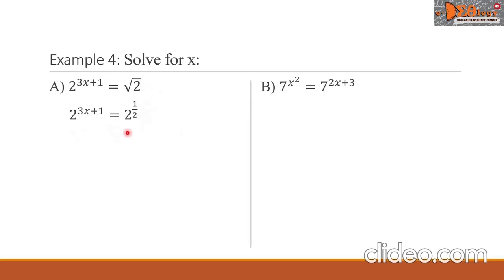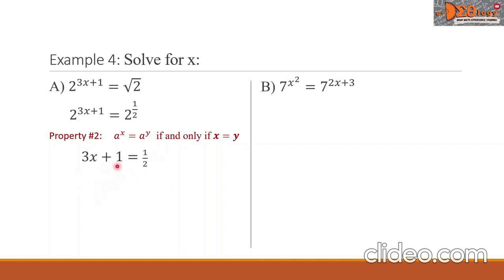In this equation, we can see that the bases are same, which is 2. So we can equate the exponents. That is property number 2. So we write now 3x plus 1 equals 1/2. Let us solve now for x.